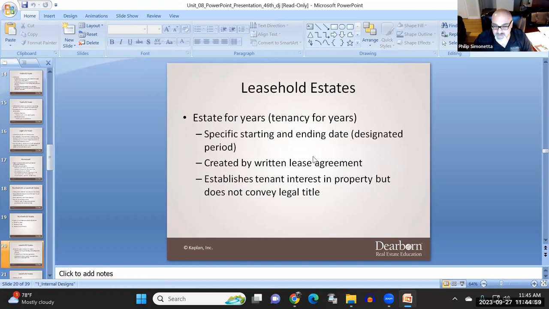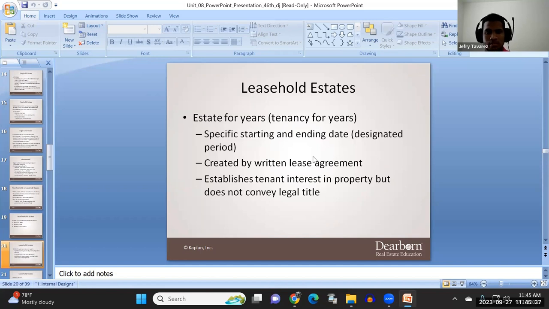It has a specific starting date, it has a specific ending date, and it's a designated period. So you know it's a lease, it's an estate for years, whatever the dates are. It's created by a written lease agreement. It establishes the tenant's interest in the property, but it does not convey legal title. Conveying legal title means you would be selling the property and the title goes to the new owner. In this case, it gives them the enjoyment for that time. You're conveying that to them, not the title. Does that make sense?